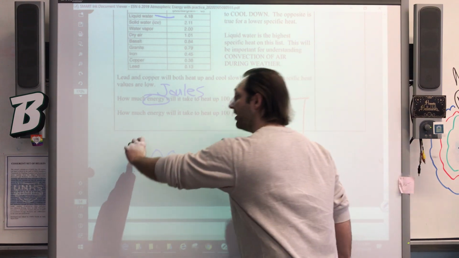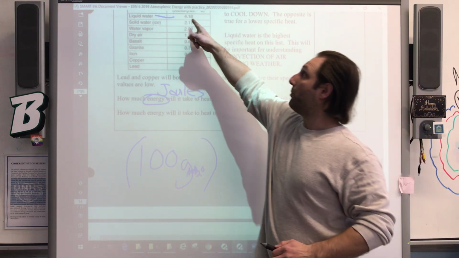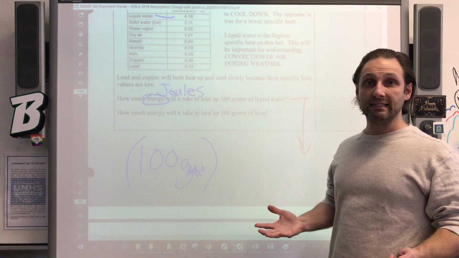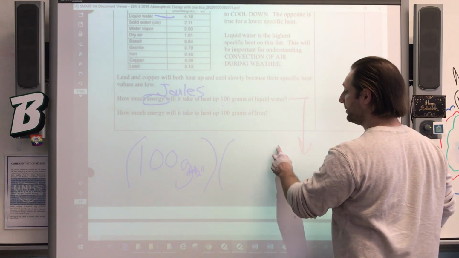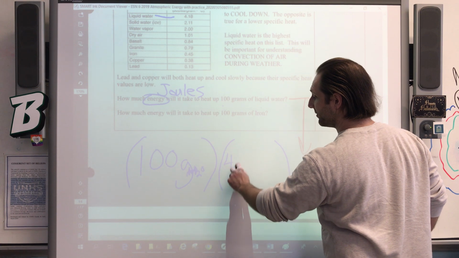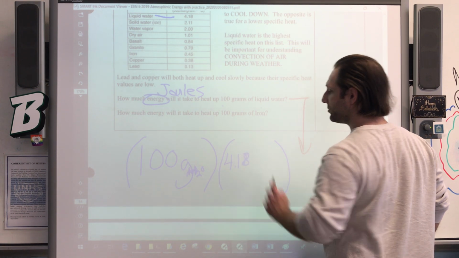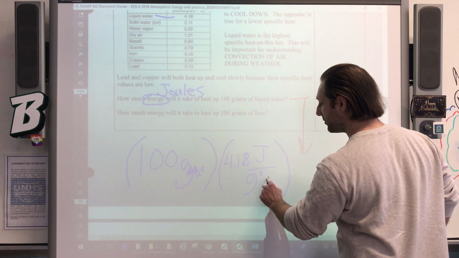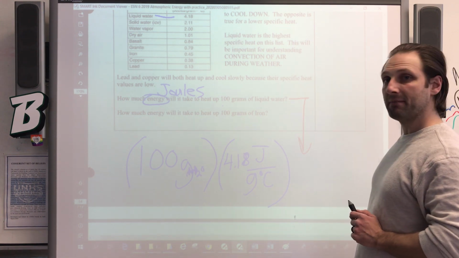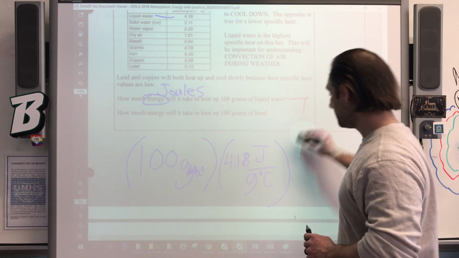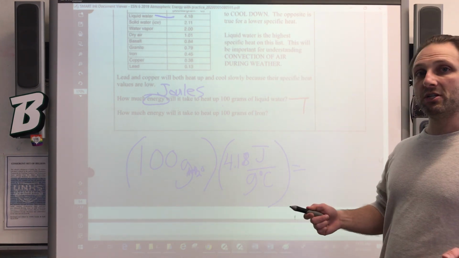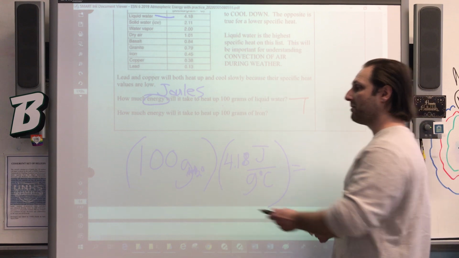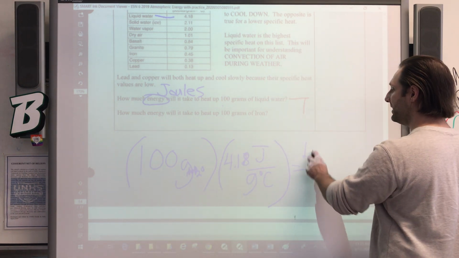All right. Now, we know that it takes 4.18 joules per gram degrees C to raise it up in temperature. So I'm going to figure out that this is my unit conversion. So 4.18 joules per gram degrees C. All right? So now, let me erase this. If I want to know how much energy it takes to raise this 100 grams 1 degree C, I'm going to multiply these out. So I should get 418.